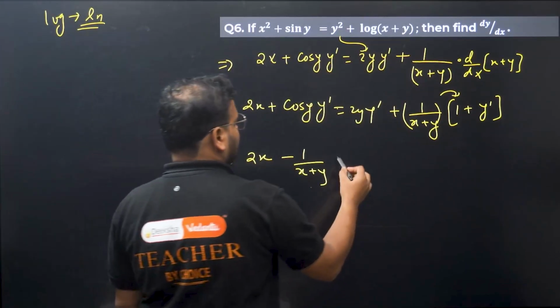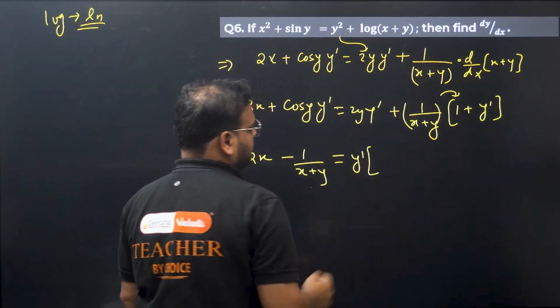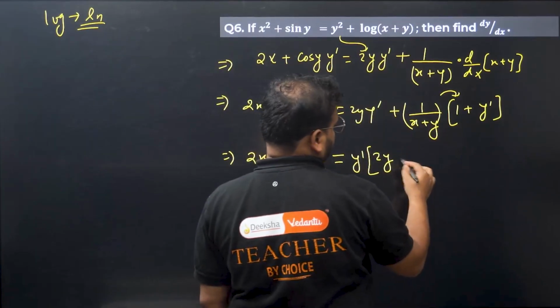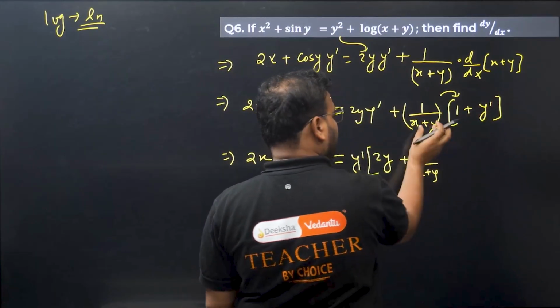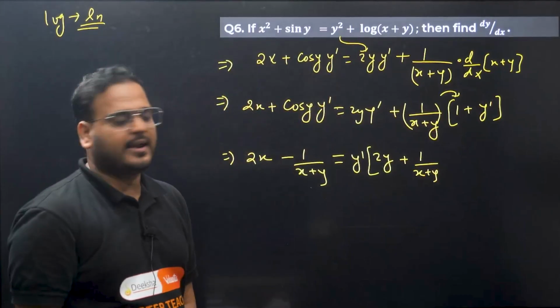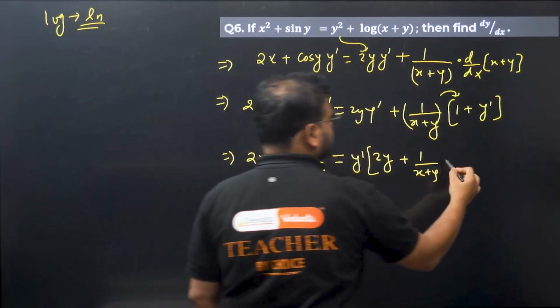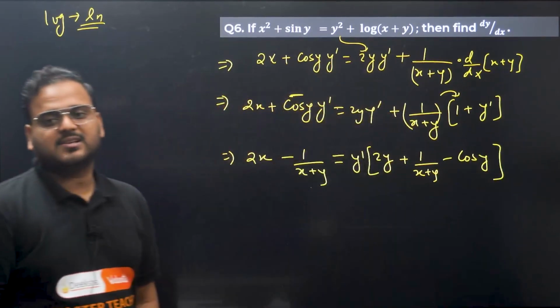Okay. And this will become what, dear? I can take y dash common now. I have over here 2y and we have over here plus 1 upon x plus y. In the y dash you have still multiplied with 1 upon x plus y, right? So we have to write that, and this cos y will come on this side. So minus cos y. Is it clear? Is it over?